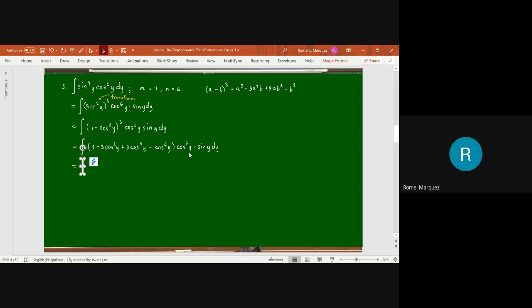So distribute cosine to the sixth y inside, and then apply integration term by term. So we get, for the first term, cosine to the sixth y times 1 is cosine to the sixth y, minus 3 cosine to the 8th, plus 3 cosine to the 10th power, and then minus cosine to the 12 of y. And then times sine y dy.